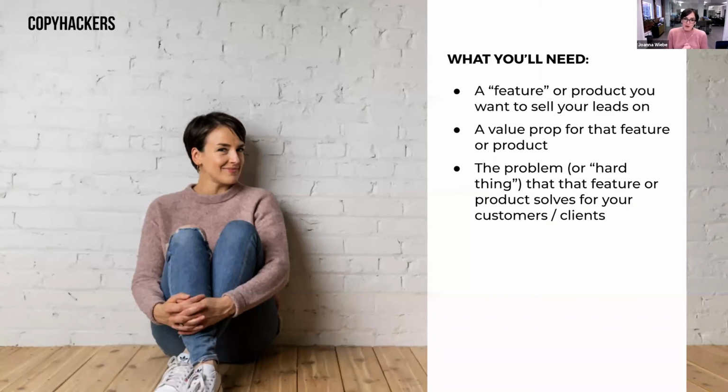Then the problem, which we're going to call the hard thing. This was originally made for SaaS companies, software as a service companies, to write their trial nurture emails. And a great book is The Hard Thing About Hard Things. So the hard thing is a known thing inside the SaaS world, which is why we're calling the problem the hard thing here. So this is the problem that the feature or product solves for your customers or clients.